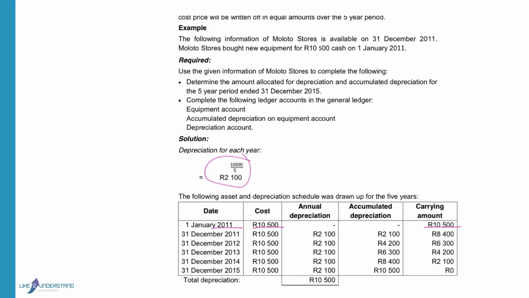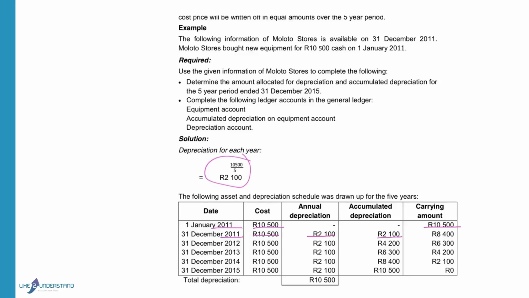After we used the asset for a year, at the end of the financial year, 31st December 2011, we will take this $10,500 divided by 5 and record $2,100 as the expense for 2011. So the depreciation expense that will be recorded in the profit and loss account will be $2,100. And the accumulated depreciation account will be credited with $2,100.